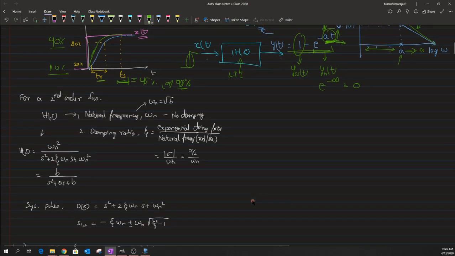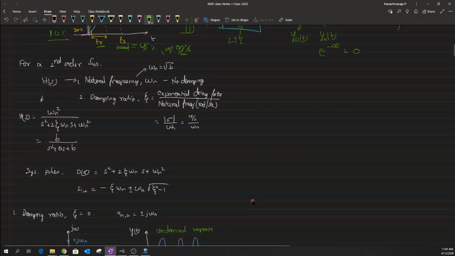Now, we will just make a quick jump onto the second order system, where the system transfer function in general has two parameters. One of the parameters is termed as natural frequency or omega n, where there will not be any damping, and the other important parameter that can be defined by the second order system transfer function is the damping ratio. This damping ratio in general could be extracted by the simple formula, which is the exponential decaying factor divided by the natural frequency.